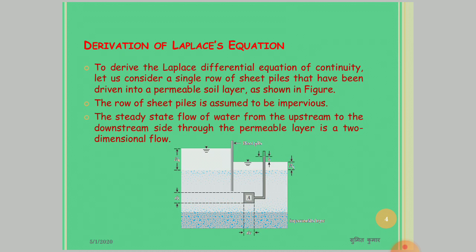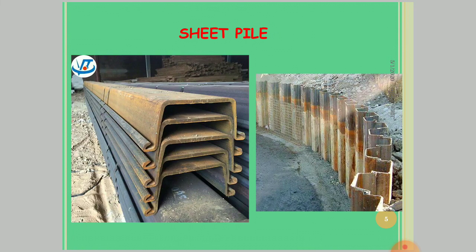To derive the Laplace differential equation of continuity, let us consider a situation where a single row of sheet pile has been driven into a permeable soil layer as shown in the figure. The row of sheet pile is assumed to be impervious.